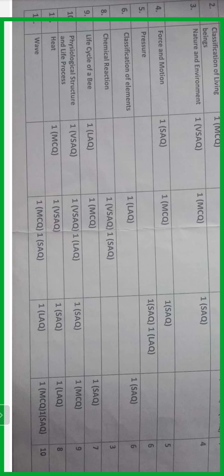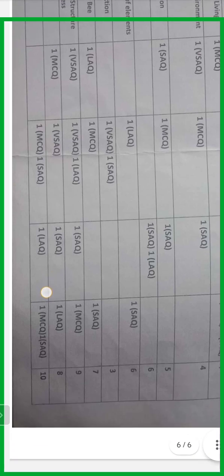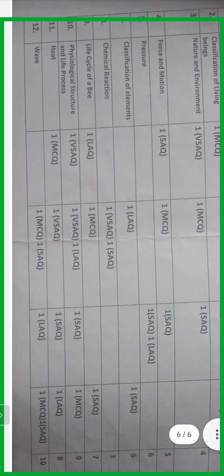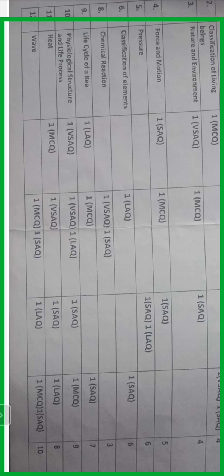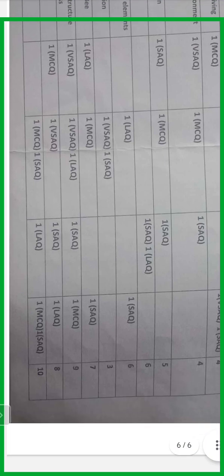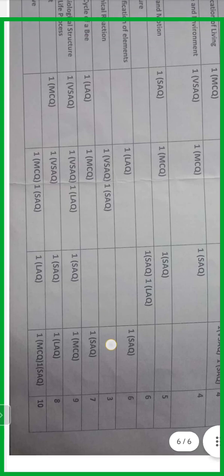Physiological structure and life processes, 1 BSAQ, 1 LAQ, 1 SAQ, 1 MCQ, total marks 9. Heat: 1 MCQ, 1 BSAQ, 1 SAQ, 1 LAQ, total 8 marks question. Web, 1 MCQ, 1 SAQ, 1 LAQ, 1 MCQ, 1 SAQ, total 10 marks question from the web.